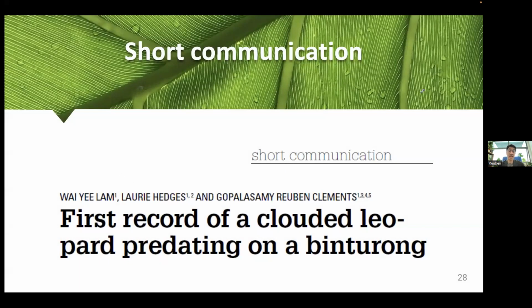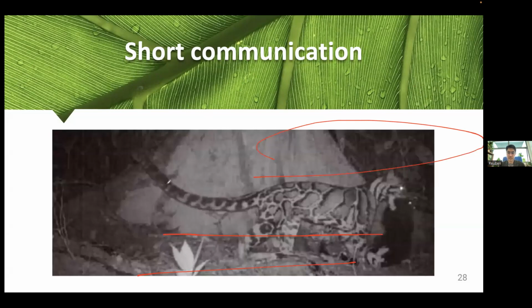So this is an example of a paper that's probably not significant, but again, it was something interesting. For example, the first record of a cloud leopard feeding on a binturong, just a camera trap image of one animal eating something else, first time ever. Here you go, a short communication, and it can get published. This is the binturong, caught in the mouth of the cloud leopard. That was cool. There was no record of such a thing happening before.